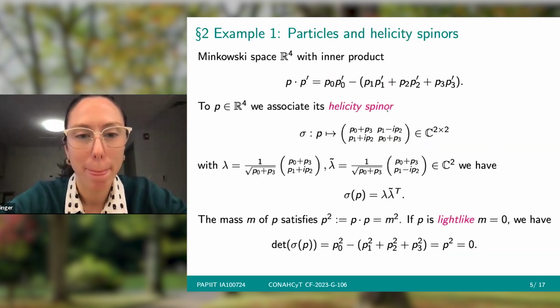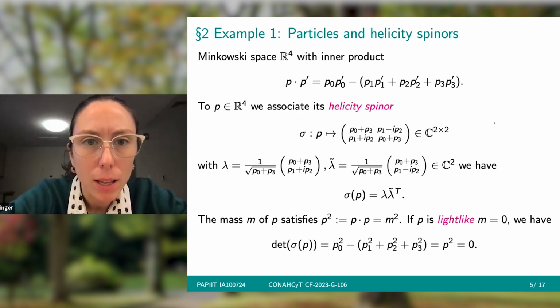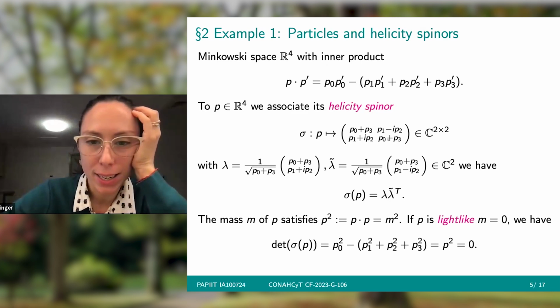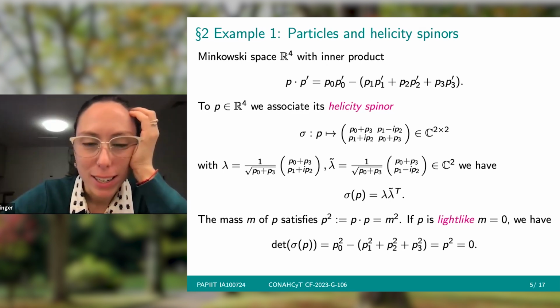Maybe p0 minus p3 is one of the entries of this sigma. Oh, I see. In here, you say, right? Yes, because the determinant will be p0 squared minus p3 squared. Right.